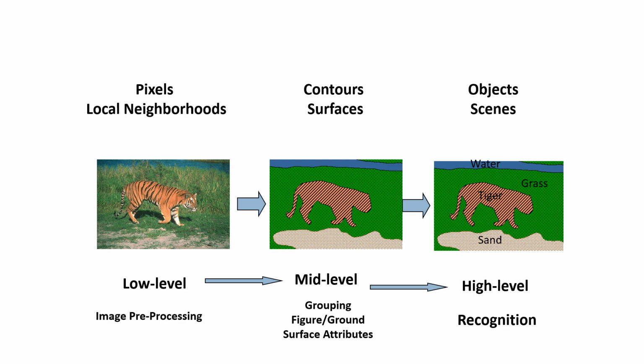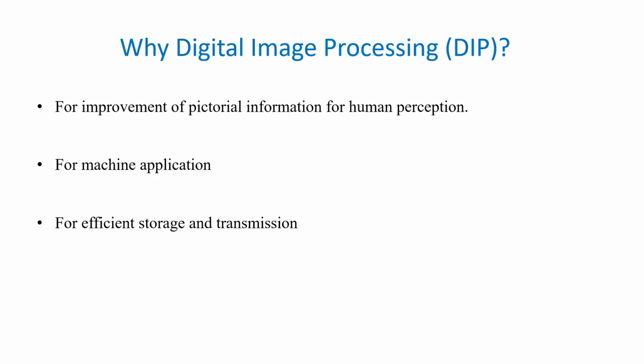And now, why do you require digital image processing? There are three main reasons why you want to process an image that you have taken. One, you want to improve human perception. Why do you all apply filters on Instagram? Whatever image you have taken from your phone camera, maybe it is not good, or you want to look much better. So to improve pictorial information for human perception, we do digital image processing.